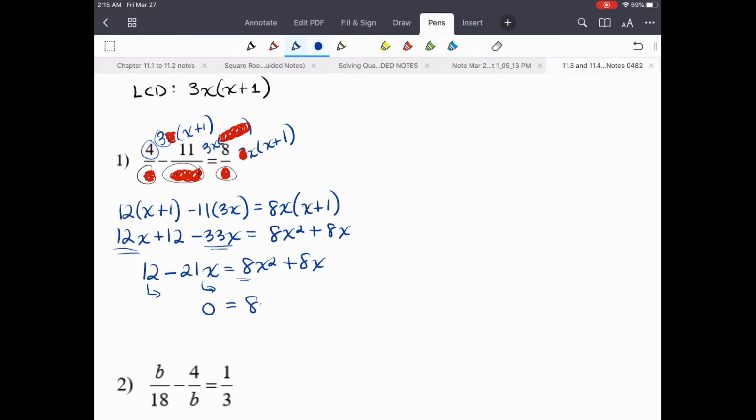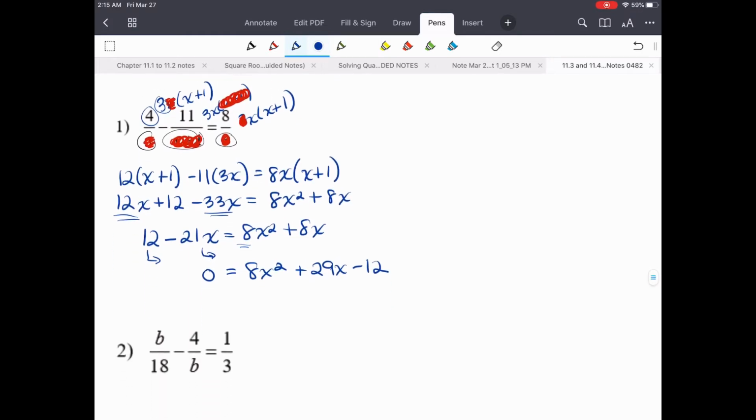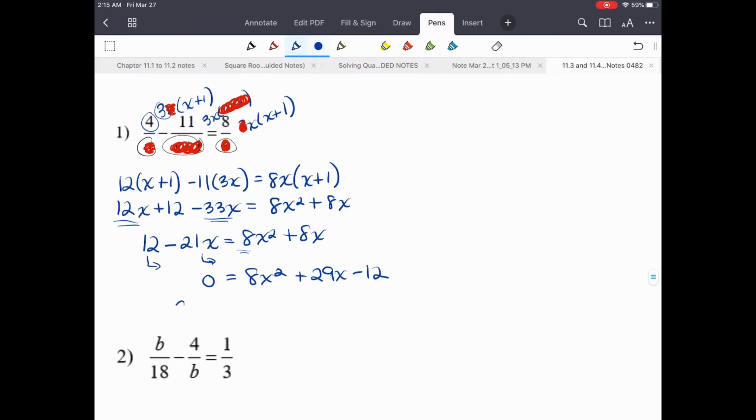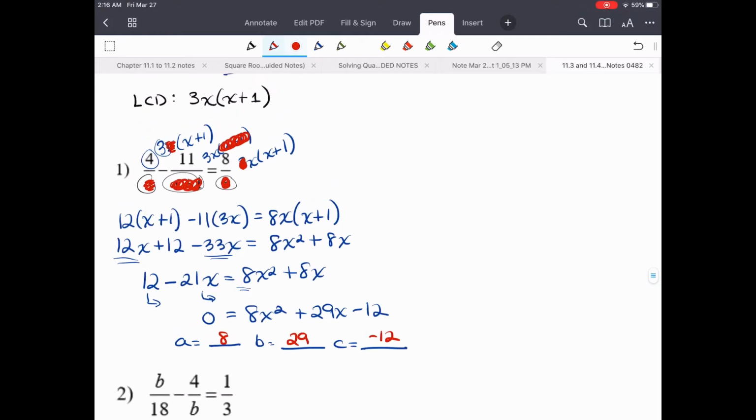So I'm going to bring everything over to the right side. So I'm going to bring over 21x. That becomes 29x when I add it to the 8x. Please excuse me if I'm doing a lot of mental math, but these problems are long, so I want to break it down into as few steps as possible. All right, so now we have all the necessary ingredients for the quadratic formula. We've got our a is 8, our b is 29, and our c term is negative 12.